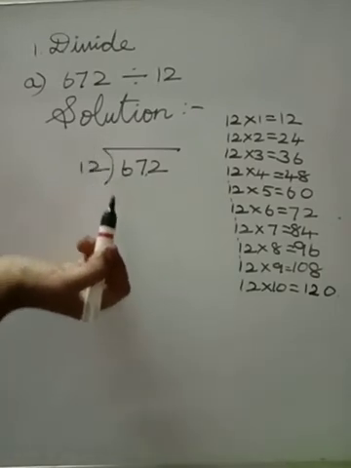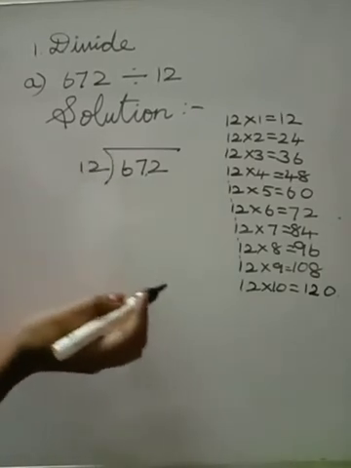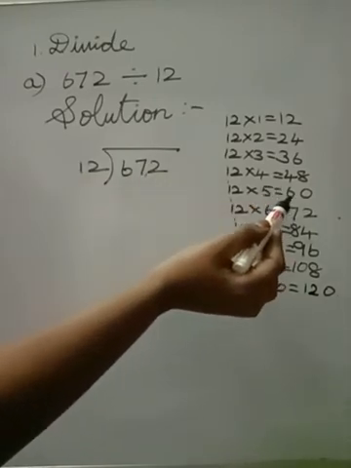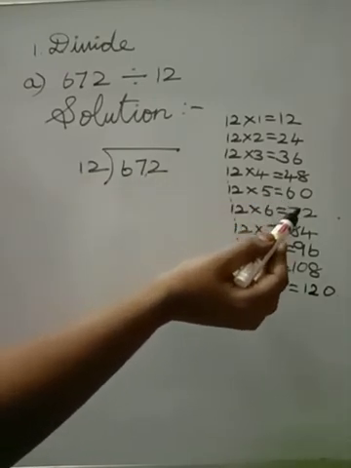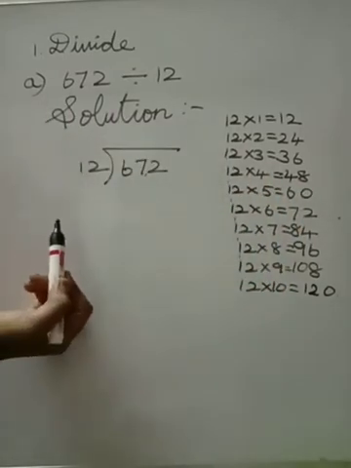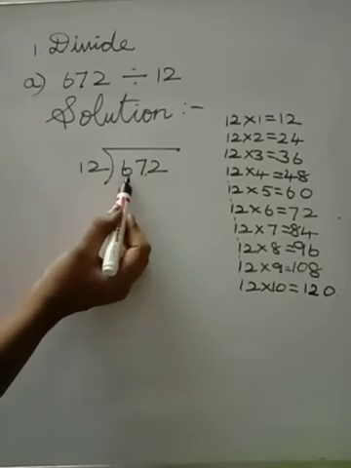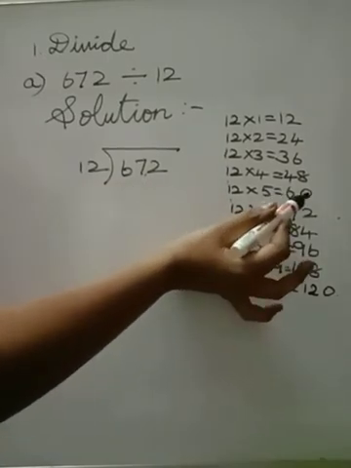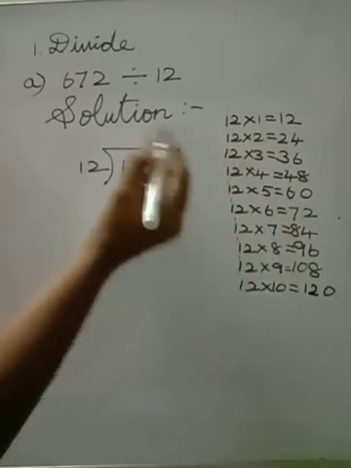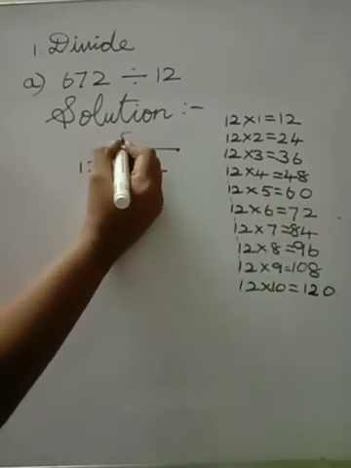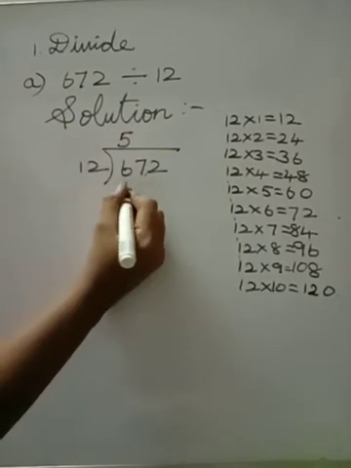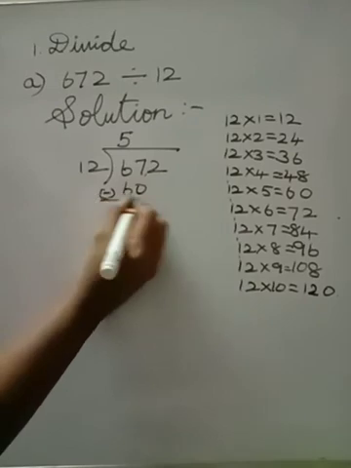We have to take the smaller number. So for 67, which is the smaller number? 60. You have to take the nearest smaller number. Don't take 48. Nearest to 67, the smallest number is 60. So you have to take 60 only. So in the 12 table, 60 is how many times? 5 times. So first you write the answer in the quotient's place. 5 twelves are 60. Now we are going to subtract.